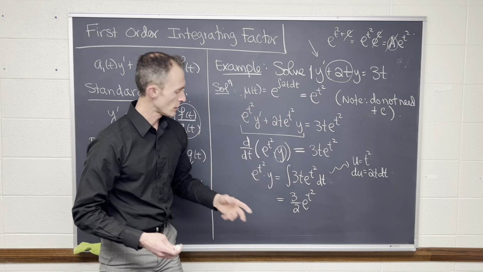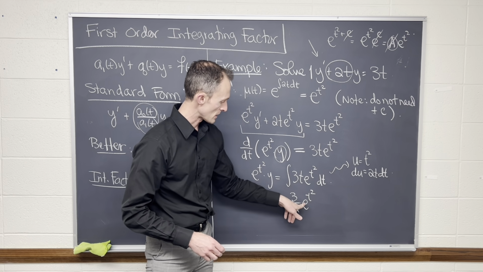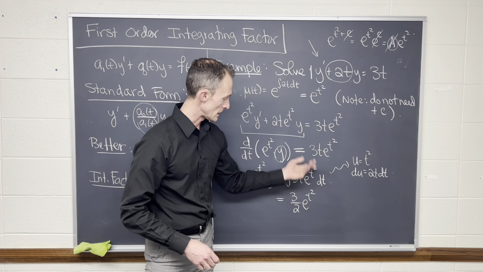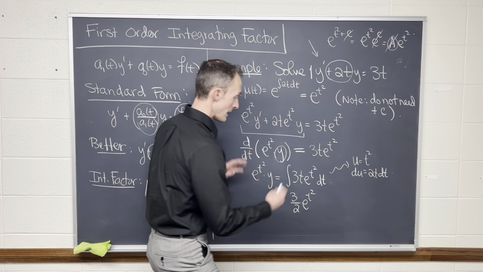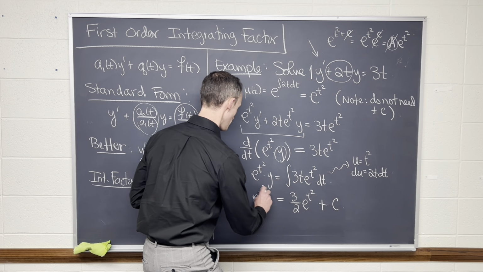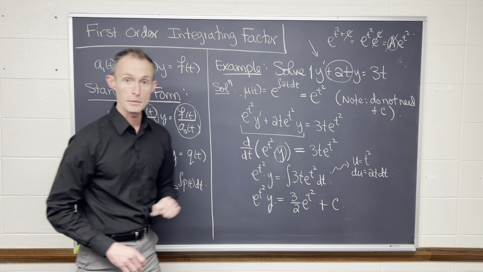Okay, just a quick sanity check. The derivative of this is what? 3/2 times 2t e to the t squared. The 2 and the half cancel, and I get 3t e to the t squared. I win. Now this one, you do have to have a plus c on the right-hand side. Okay, you do have to have that plus c.